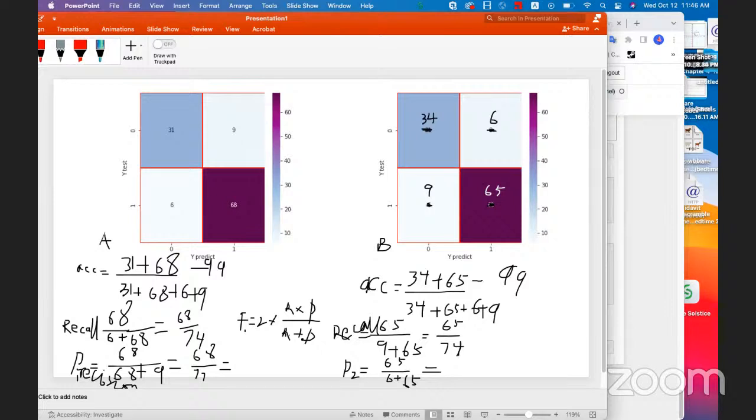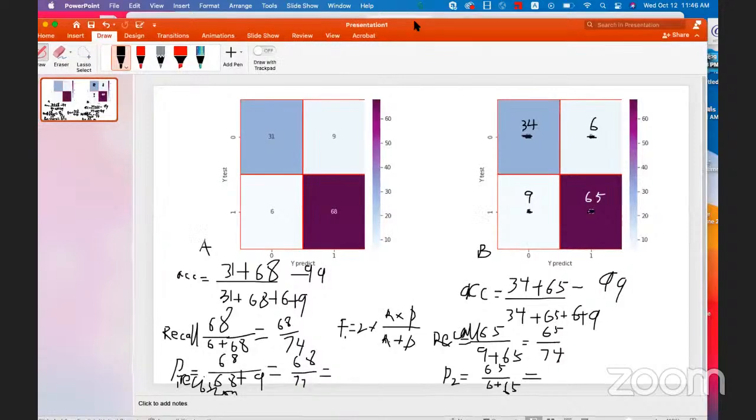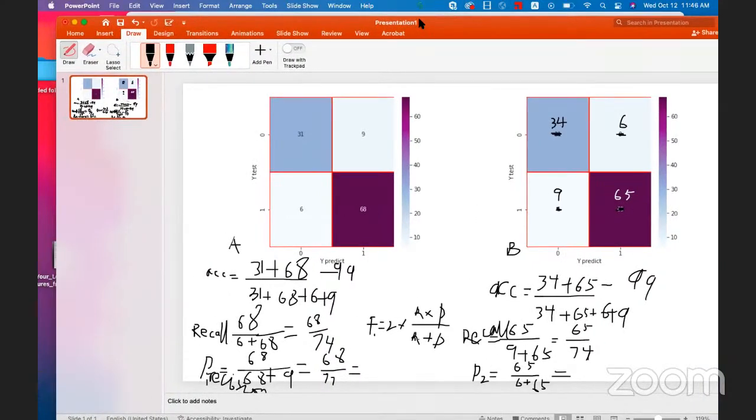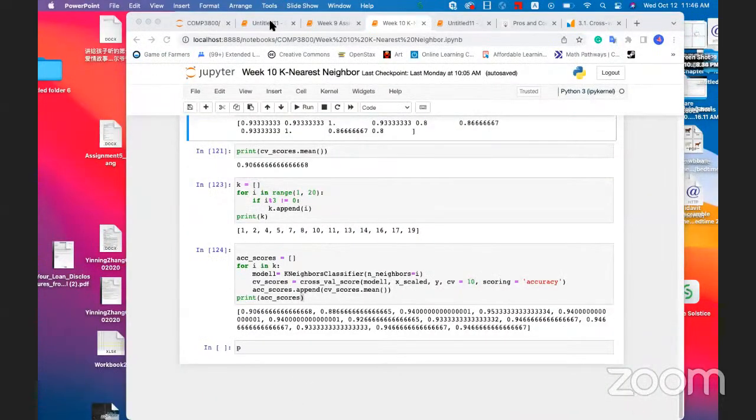But in some cases, you want to find that balance, like breast cancer or some other tests. So this is an important concept I want to add today. And in the assignment, for the last question, you will also be asked to use the F1 score.